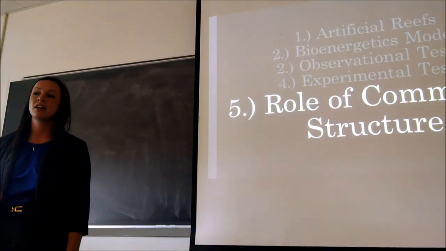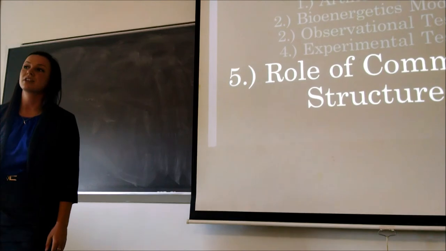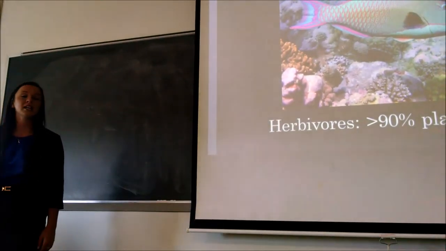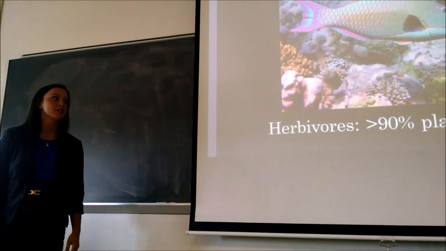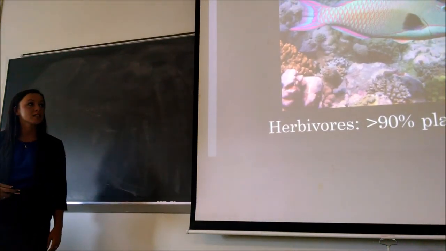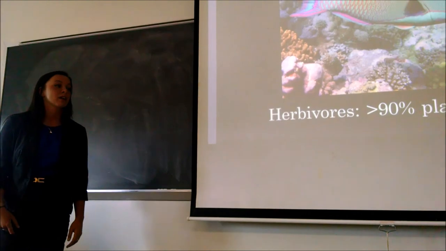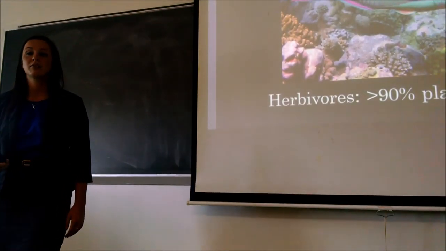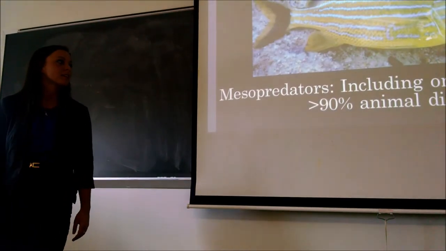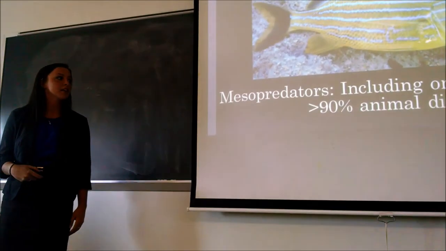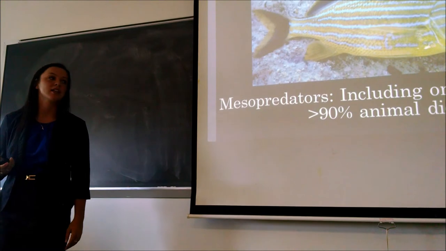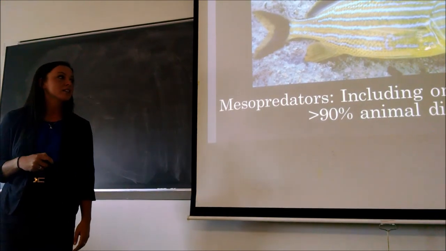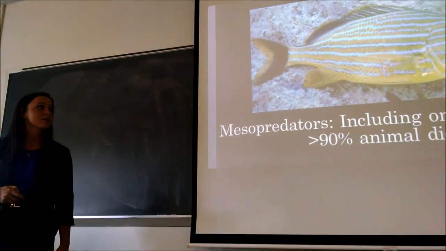The final thing he wanted to analyze was the role of community structure. So he split his functional feeding groups into the two most dominant ones that he found on his reef. Herbivores, like this parrotfish here, were those who consumed more than 90% plant diet. His second most dominant feeding group was mesopredators, which included omnivores with greater than a 90% diet. This is a grunt, one of the most common fish found on his reef.